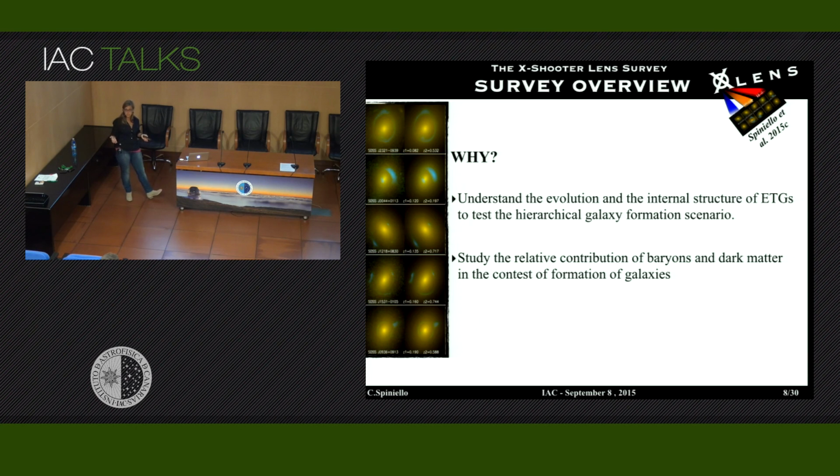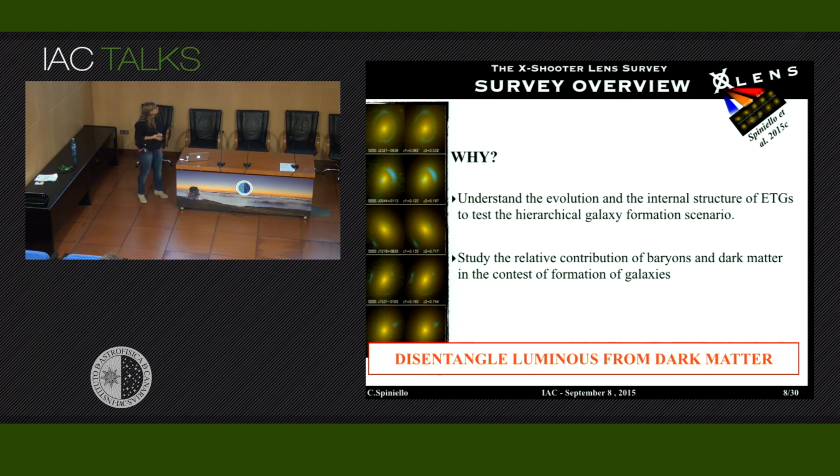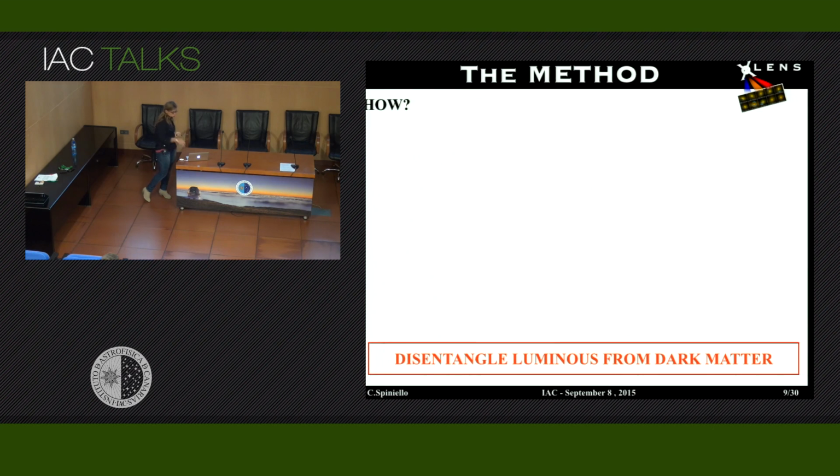So it's really important to understand what's the relation between dark matter and non-dark matter in the internal structure of this system. And therefore, it's really important to be able to properly disentangle the luminous from dark matter. How do we do that?